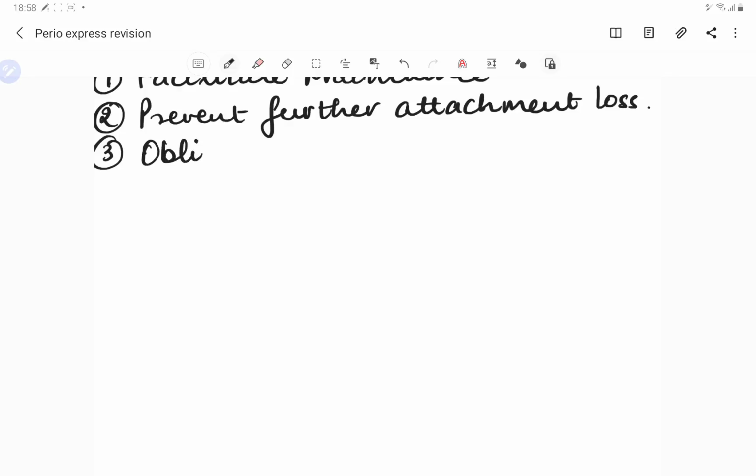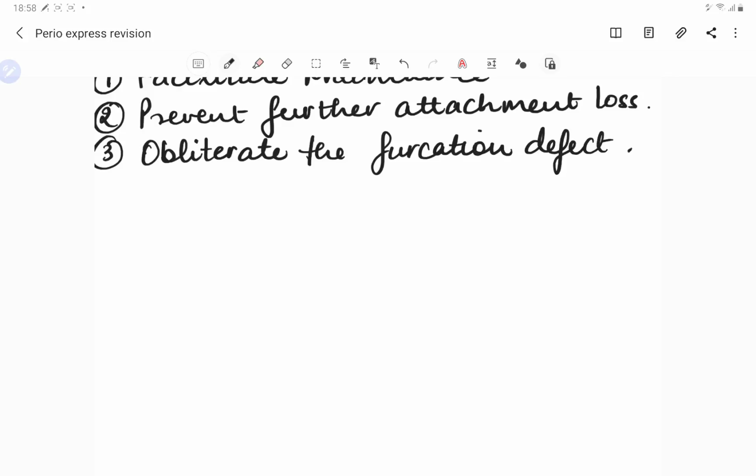So obliterate the furcation defect. That means guys, we have to just remove the defect. So suppose if there is a rotten tree or if there is a dying tree, so what do we do? We just remove it. So this is not extracting it. So obliterating the furcation defect, we can do the root resectioning or the bicuspidization procedure. So we'll be talking about all these procedures.